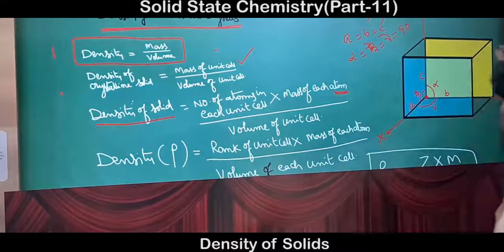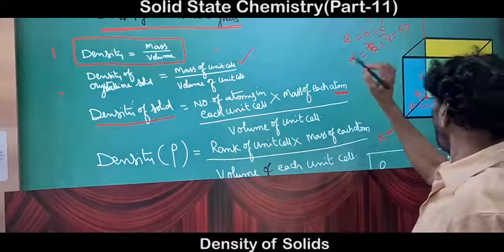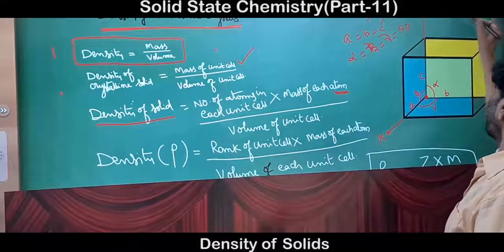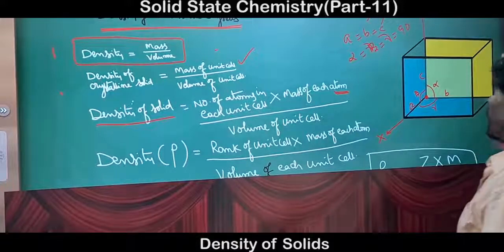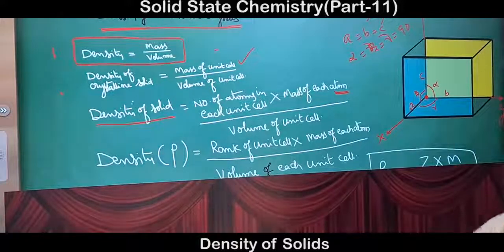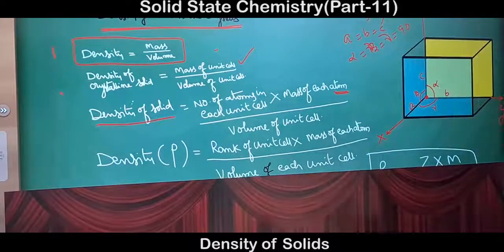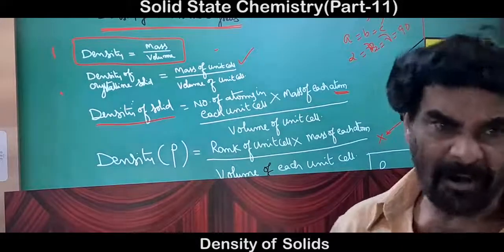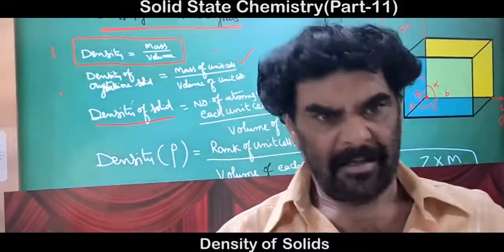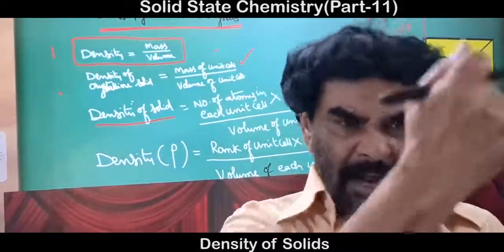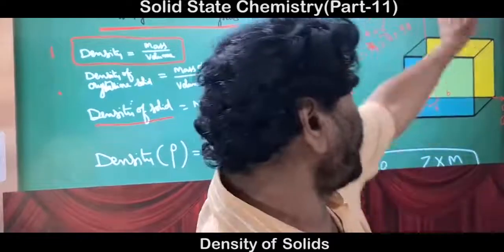In case of the simple cubic system, the volume of the unit cell is equal to A cube. If they are not equal, we take A into B into C, the product of the length, breadth, and height.